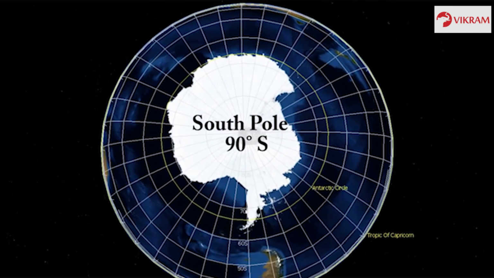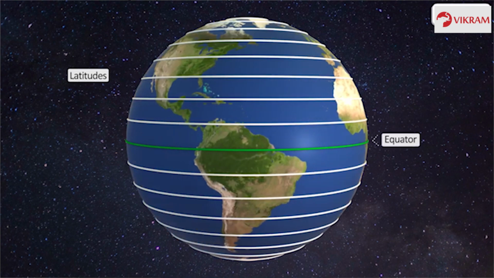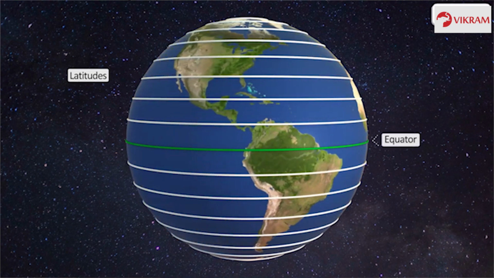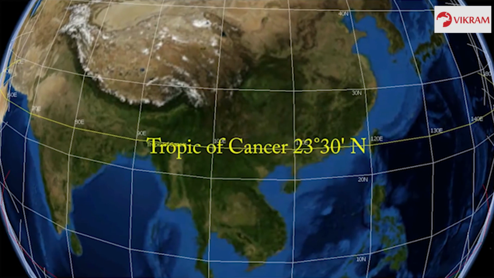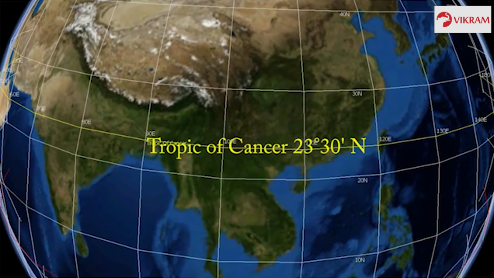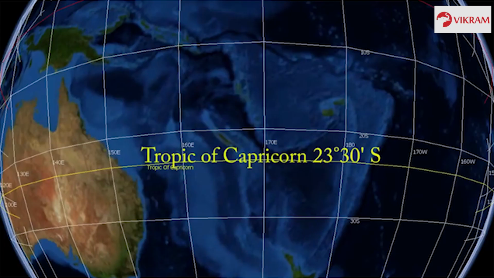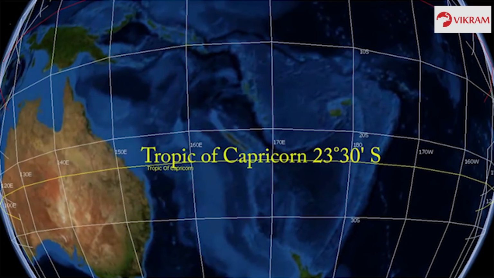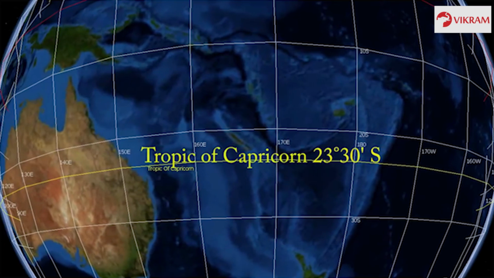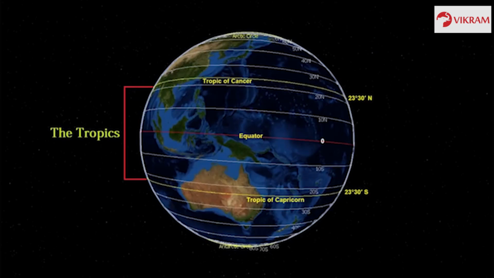We have already learned that the 0-degree latitude is known as the equator. At the same time, there are other latitudes which have special names of their own. The latitude of 23.5 degrees north is called the Tropic of Cancer, and the latitude of 66.5 degrees north is called the Arctic Circle. Likewise, the latitude of 23.5 degrees south is known as the Tropic of Capricorn, and the latitude of 66.5 degrees south is known as the Antarctic Circle.